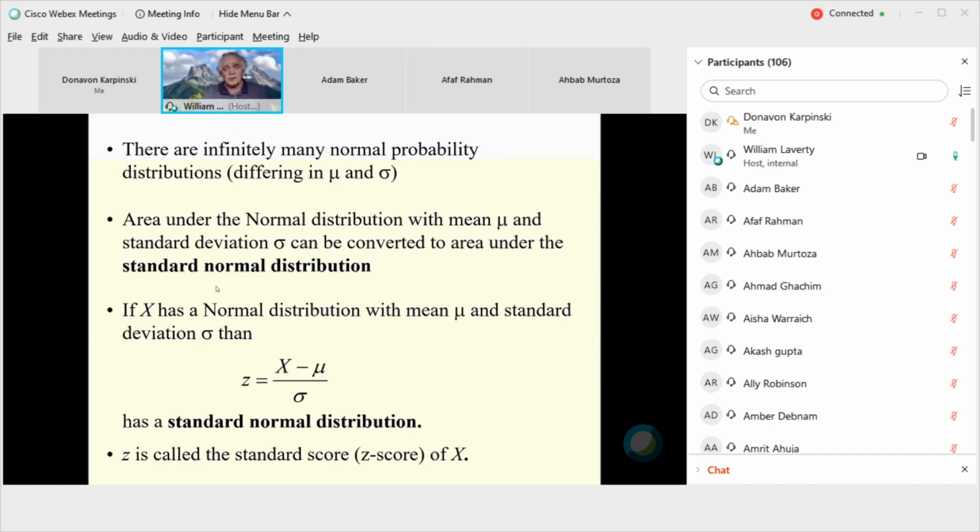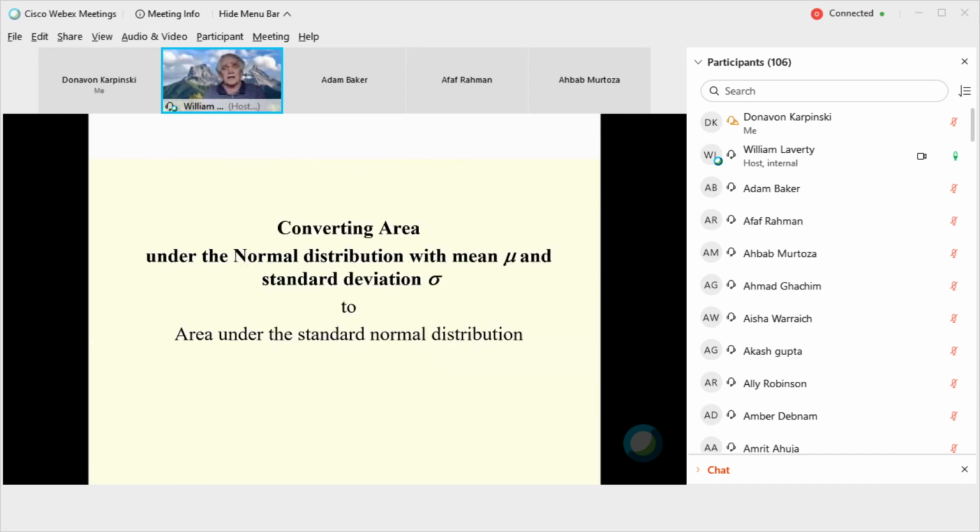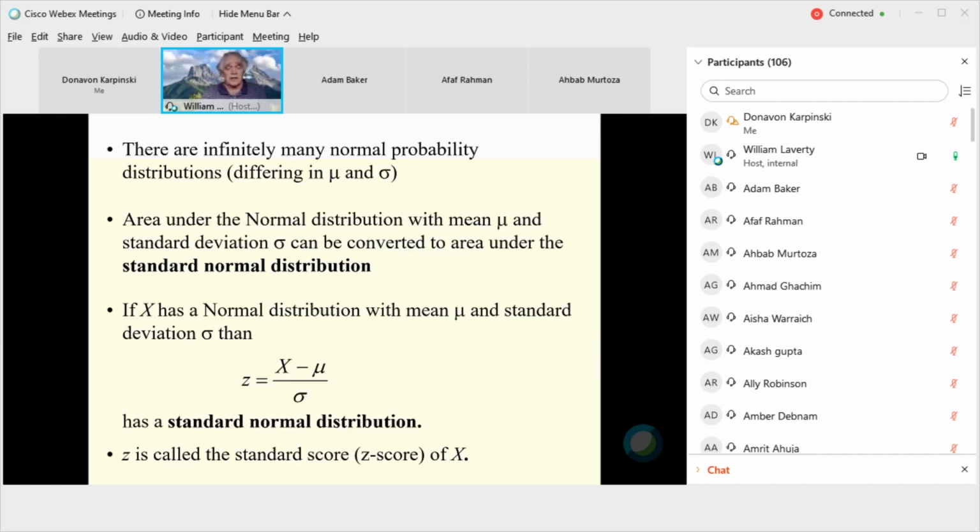If X has a normal distribution with mean mu and standard deviation sigma, and I subtract off mu and divide by sigma, this will have a standard normal distribution. This transformation is called the Z-score transformation. So you can convert area under the normal distribution with mean mu and standard deviation sigma to area under the standard normal distribution by using the Z-score transformation.